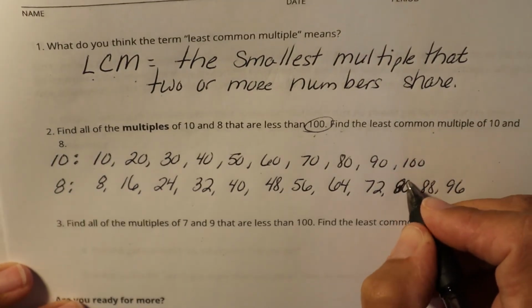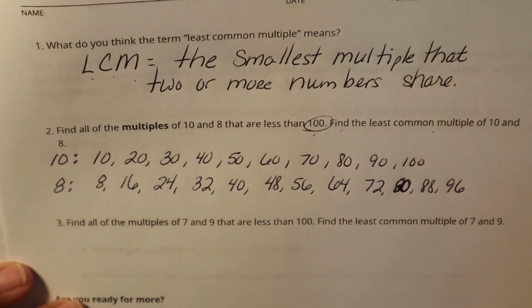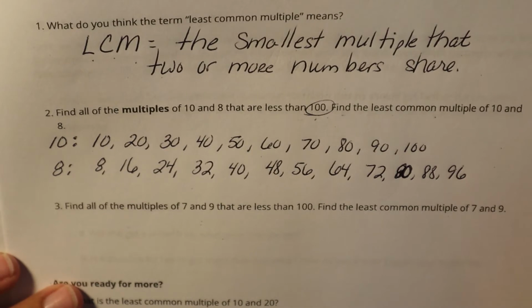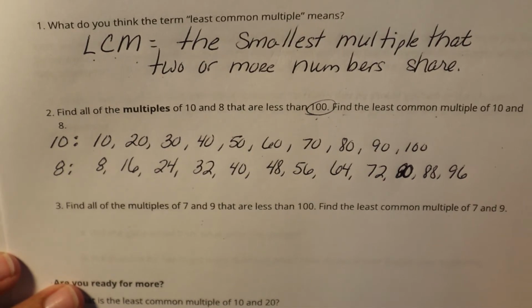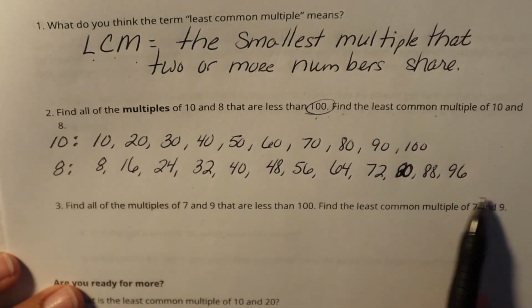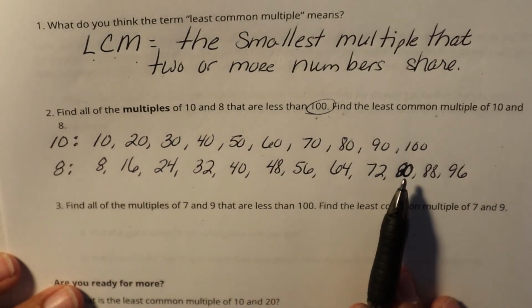So do you guys see what I was doing there? Did you notice how it was good that I was very fluent in my multiplication facts? Otherwise, man, that would have been very difficult. So now I have my list of 10 multiples, my list of 8 multiples. I want to see which ones they have in common.